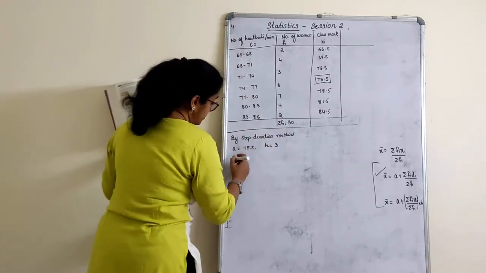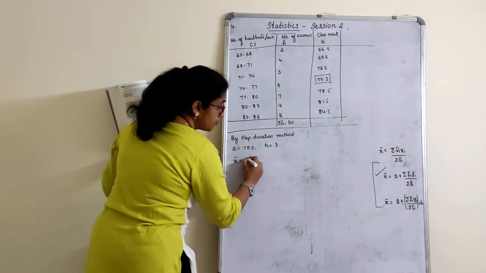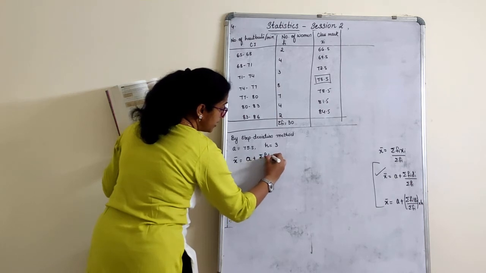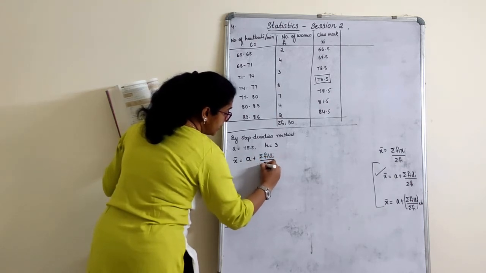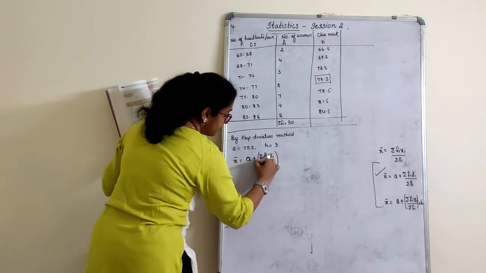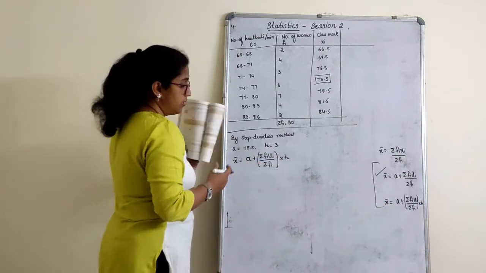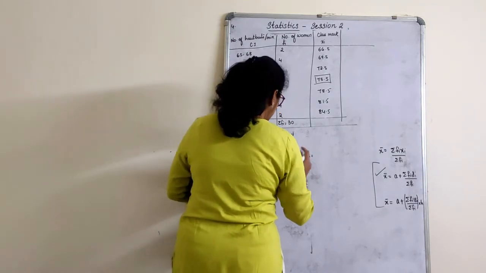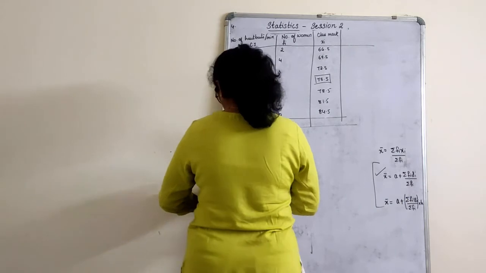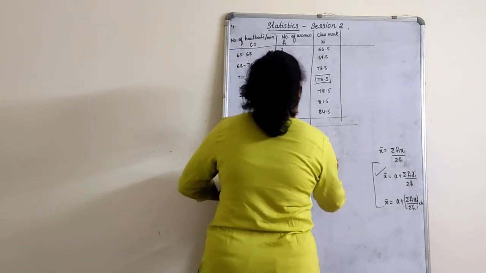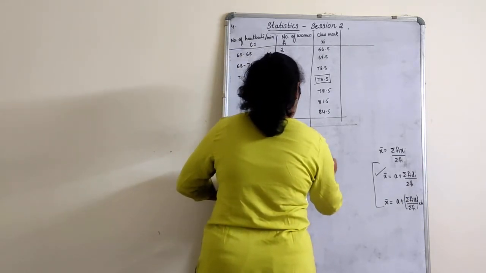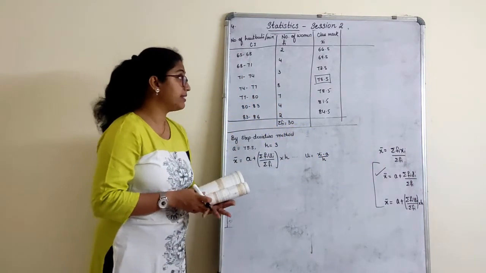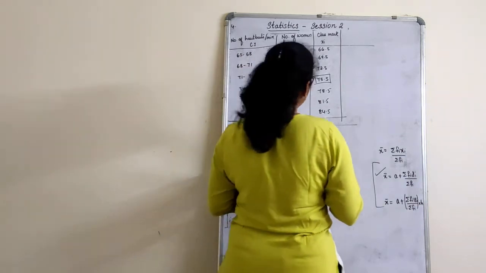Let's write the formula first. Mean is equal to A plus sigma Fi Ui divided by sigma Fi into H. We know what U is. If you want to write here, where Ui is Xi minus A divided by H. This is what we are going to calculate now. Let us do that systematically.